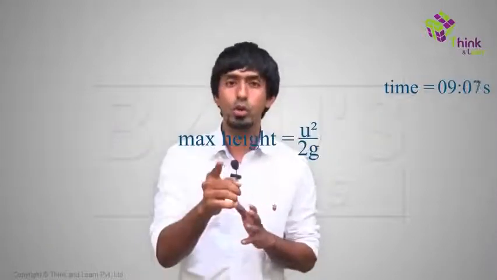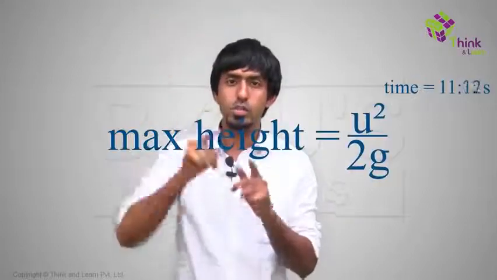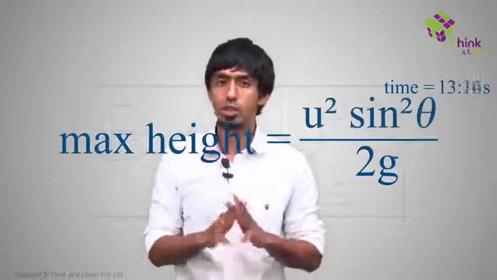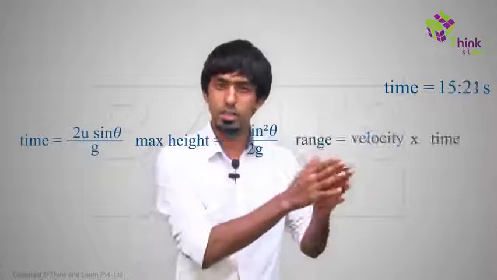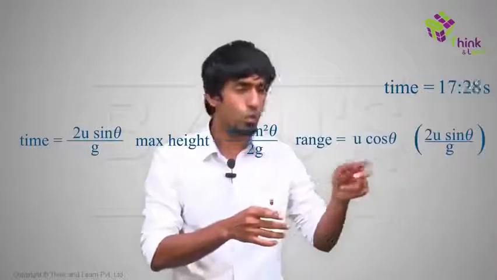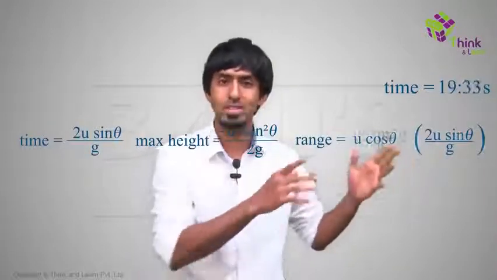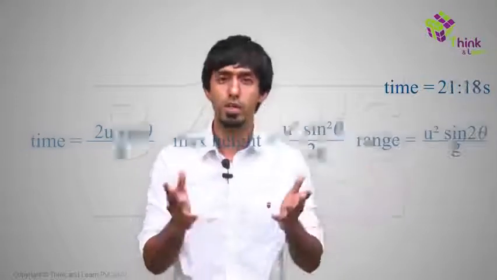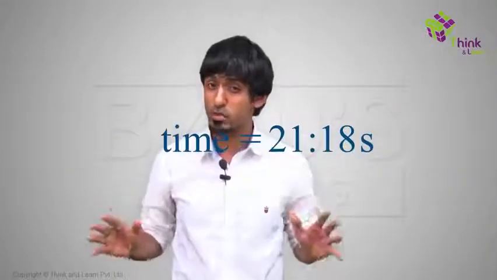You want the maximum height. You throw a ball at u, you know it goes to a height of u square by 2g. So you just replace u with u sin theta over here, u square sin square theta by 2g, you're done. You want the range, you know the velocity is u cos theta initially, you want the time. Time is already over here. So u cos theta into 2u sin theta by g. You can rearrange it, you'll get u square sin 2 theta by g, and you're done. That's all it takes to derive all these problems, doesn't it?